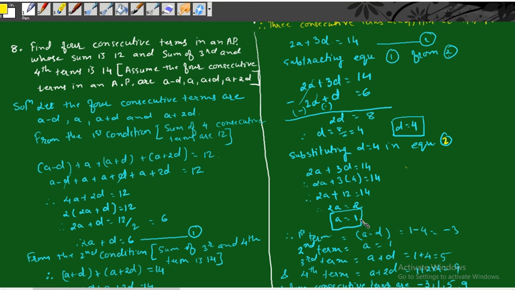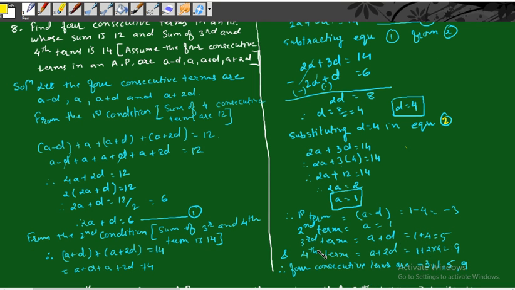So we have the value of a and d, so we can find the terms. The first term is a minus d, that means 1 minus 4, that is minus 3. The second term is a, that is 1. Third term is a plus d, that is 1 plus 4, that is 5. And the fourth term is a plus 2d, that means 1 plus 2 into 4, that is 9. So therefore the 4 consecutive terms are minus 3, 1, 5 and 9.